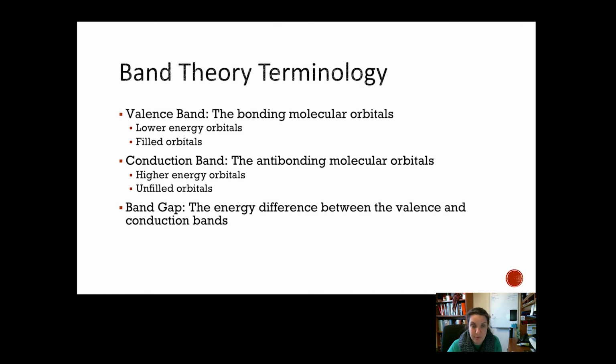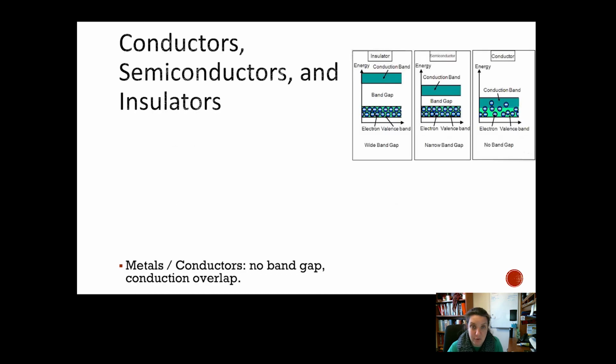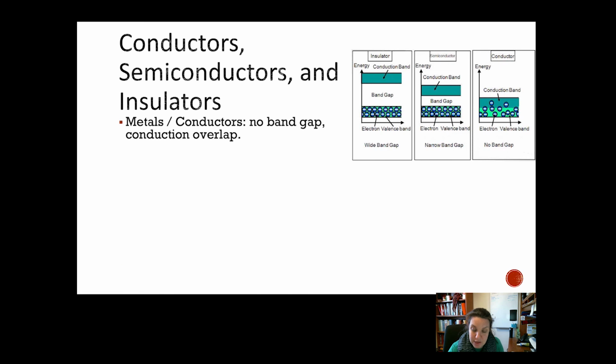With our metallic solids, there is no band gap. Our valence band and our conduction band overlap, so no band gap. So we can conduct electrons very, very easily between the two because there is no energy required to cause that process. With extended structures, ionic solids, covalent network solids, polymers, and nanomaterials, we're going to have band gaps. So anything that's an extended structure, not a discrete molecule, will have these band structures. So let's look at these. Like I said, with a metallic substance or a conductor, we have no band gap. So that's what we're seeing right over here.